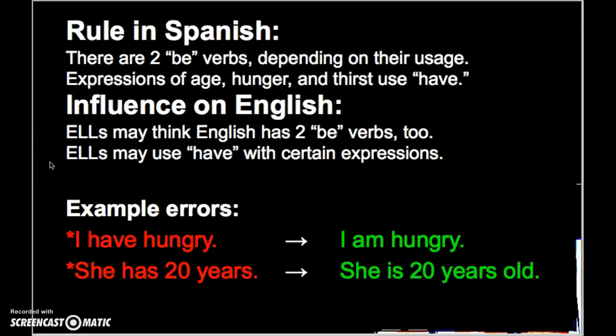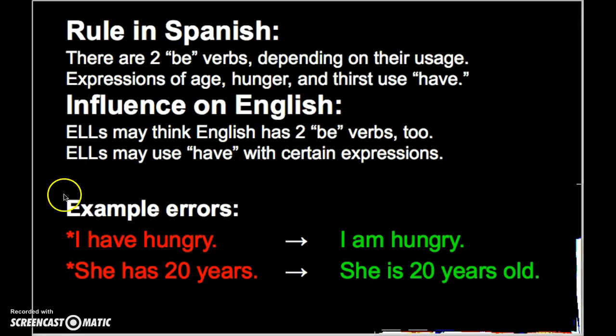So how does this influence their English? Well, first of all, ELLs may think that English has two verbs that both mean to be. So it is possible that they may want to know the context, and you can assure them that we just have one form of be. And the second kind of confusion from interference might be that ELLs may use have, and that is something that's very common in their language.